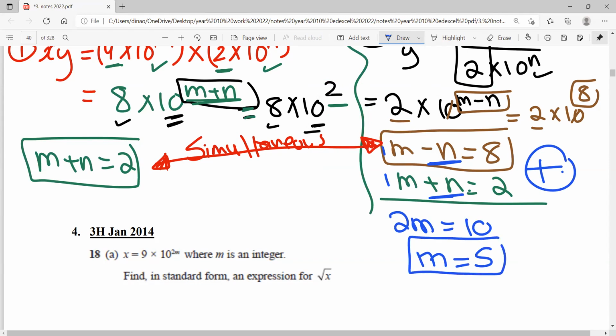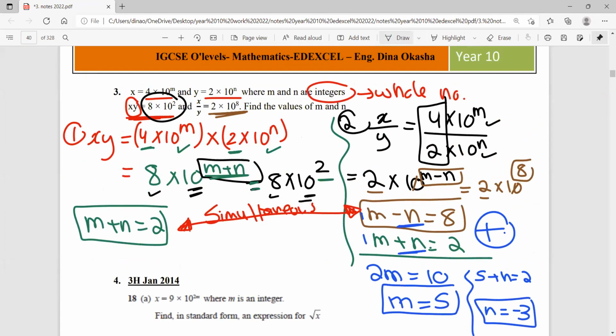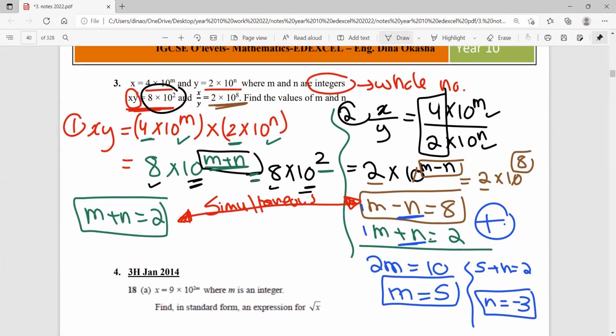And I can easily now find the value of n by substituting in any of the equations. We choose this one, for example, so it will be 5 plus n equals 2, so n is -3. And let's remember, the question says that they are integers. Say with me, they could be positive, they could be negative.